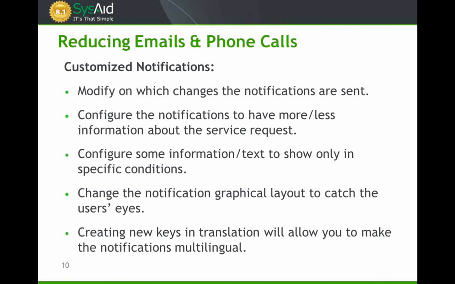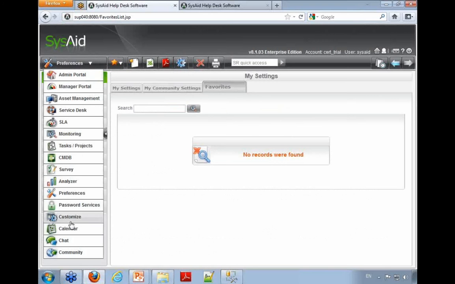Also translation. We're getting back to translation over and over today. You can use translation and create new keys to allow you to make the notifications multilingual. So if you want to make the notification in a different language depending on the user receiving it, you could also do that with translation.